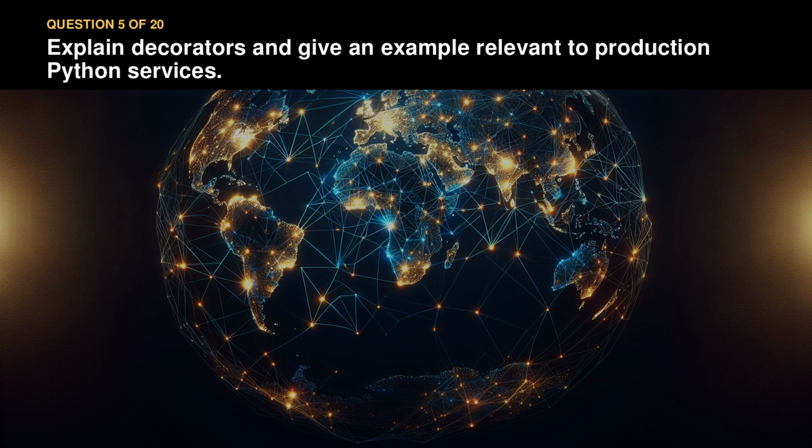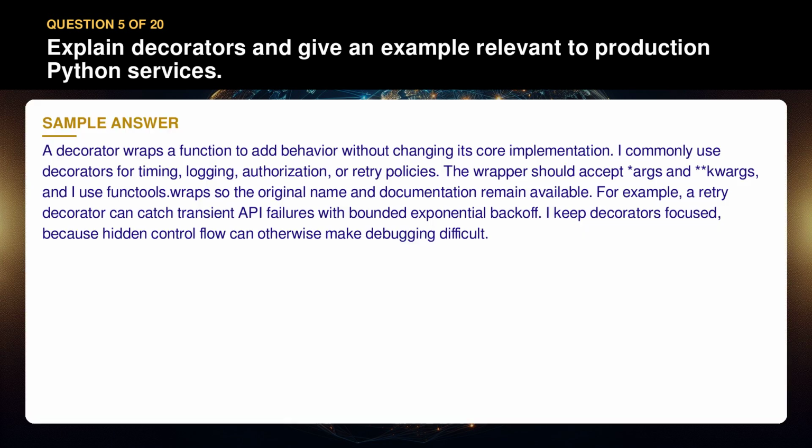Question 5. Explain decorators and give an example relevant to production Python services. A decorator wraps a function to add behavior without changing its core implementation. I commonly use decorators for timing, logging, authorization, or retry policies. The wrapper should accept args and kwargs, and I use functools.wraps so the original name and documentation remain available. For example, a retry decorator can catch transient API failures with bounded exponential backoff. I keep decorators focused because hidden control flow can otherwise make debugging difficult.